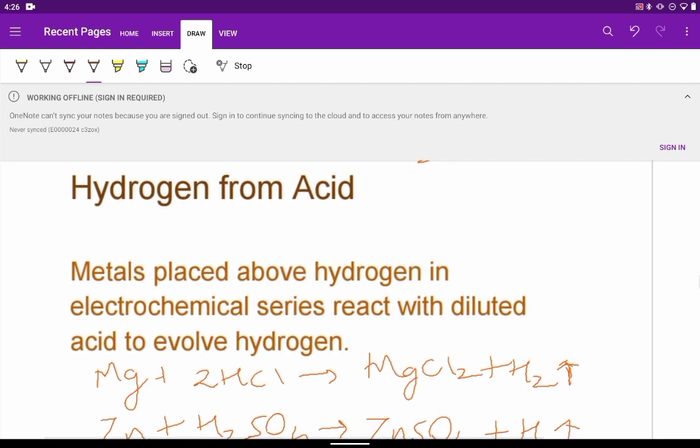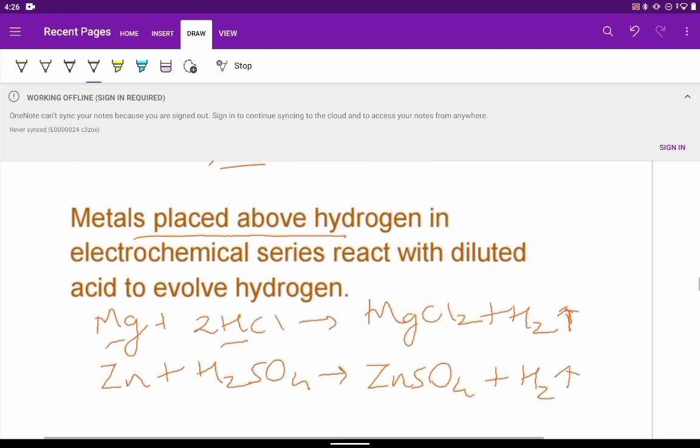Now from acids, that is usually the diluted acids, we can also get the hydrogen gas. It is done by reacting the acids with metals. But specifically we have an electrochemical series that is based on the reactivity. The metals which are placed above hydrogen in the electrochemical series react with diluted acid. So here you see magnesium and HCl. Magnesium will take the place of hydrogen and liberate hydrogen gas, and we get magnesium chloride. Magnesium and dilute hydrochloric acid react to give magnesium chloride and hydrogen gas will be liberated.